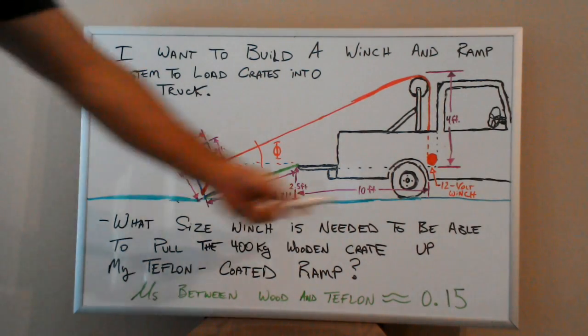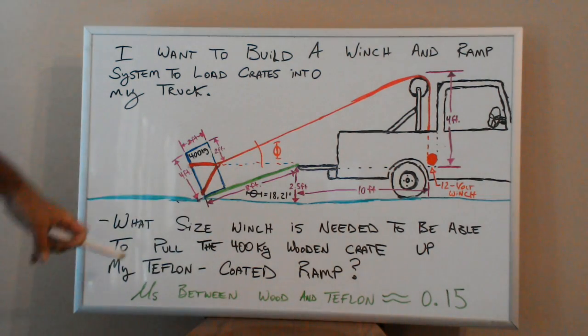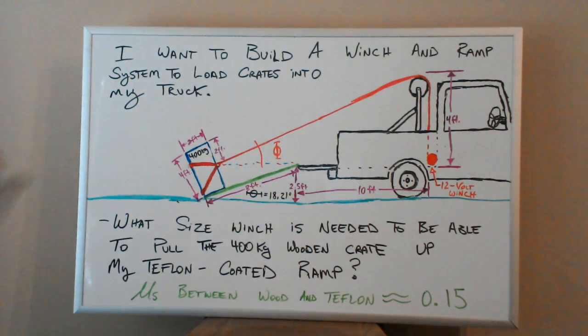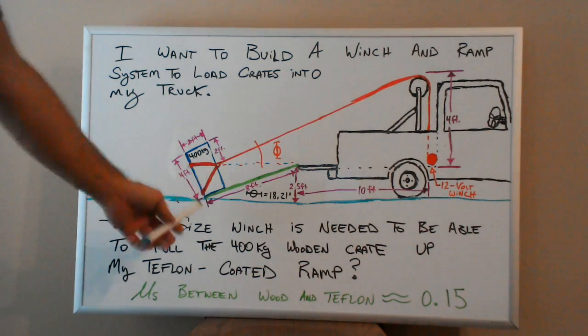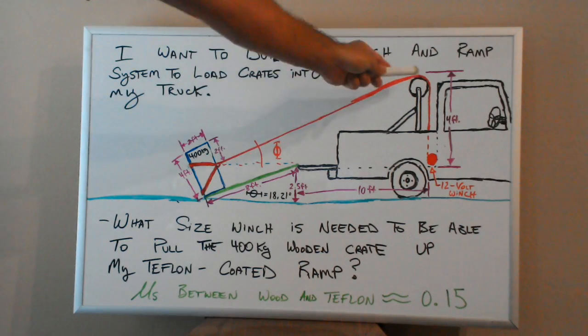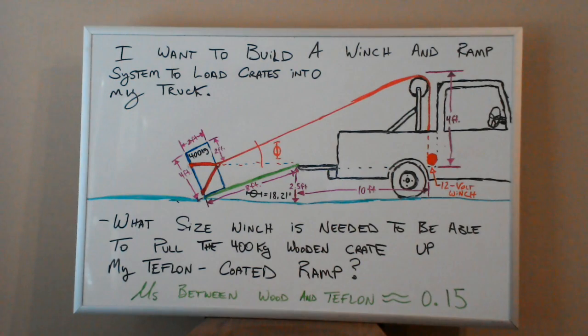What size winch do I need to buy to be able to pull the 400 kilogram wooden crate up a Teflon coated ramp? The coefficient of friction between wood and Teflon is 0.15. And then you can tell we have the angle of the ramp there. The cable is pulling at a different angle up to the pulley there, so we need to figure out all the variables.